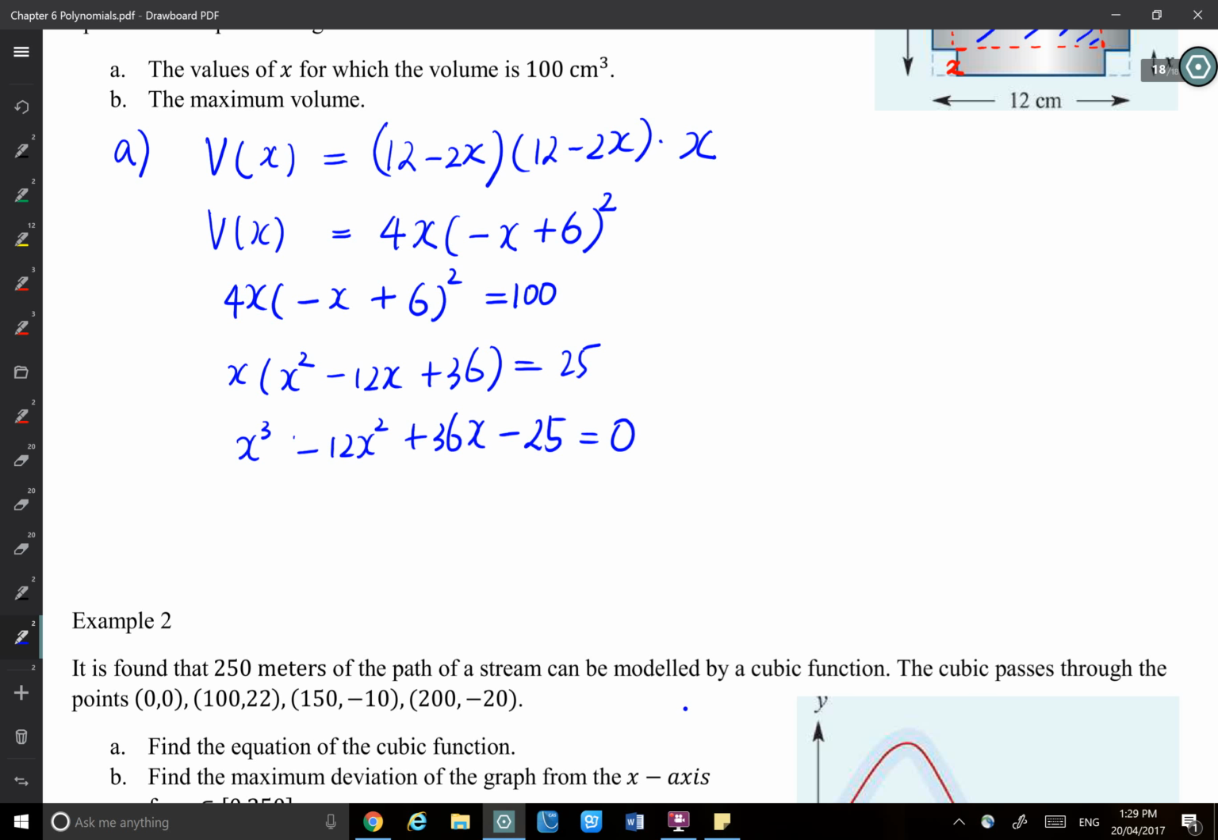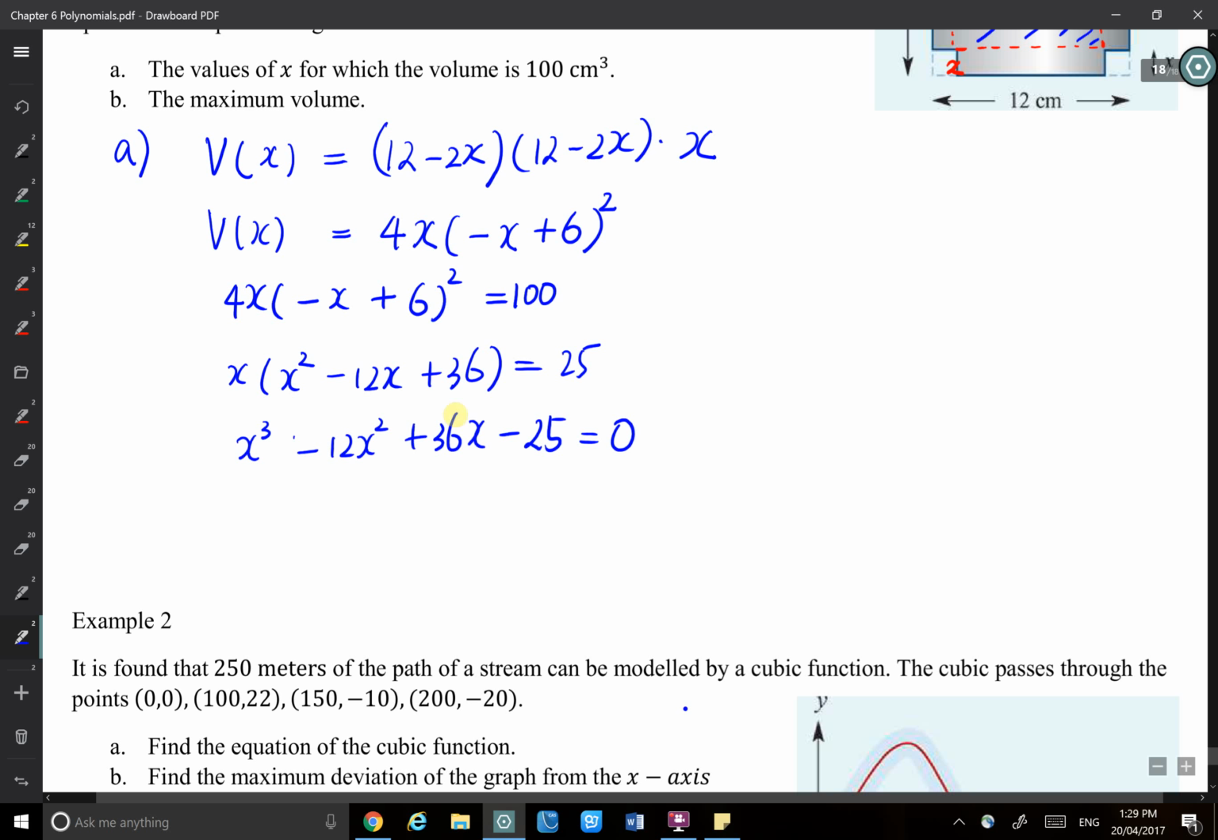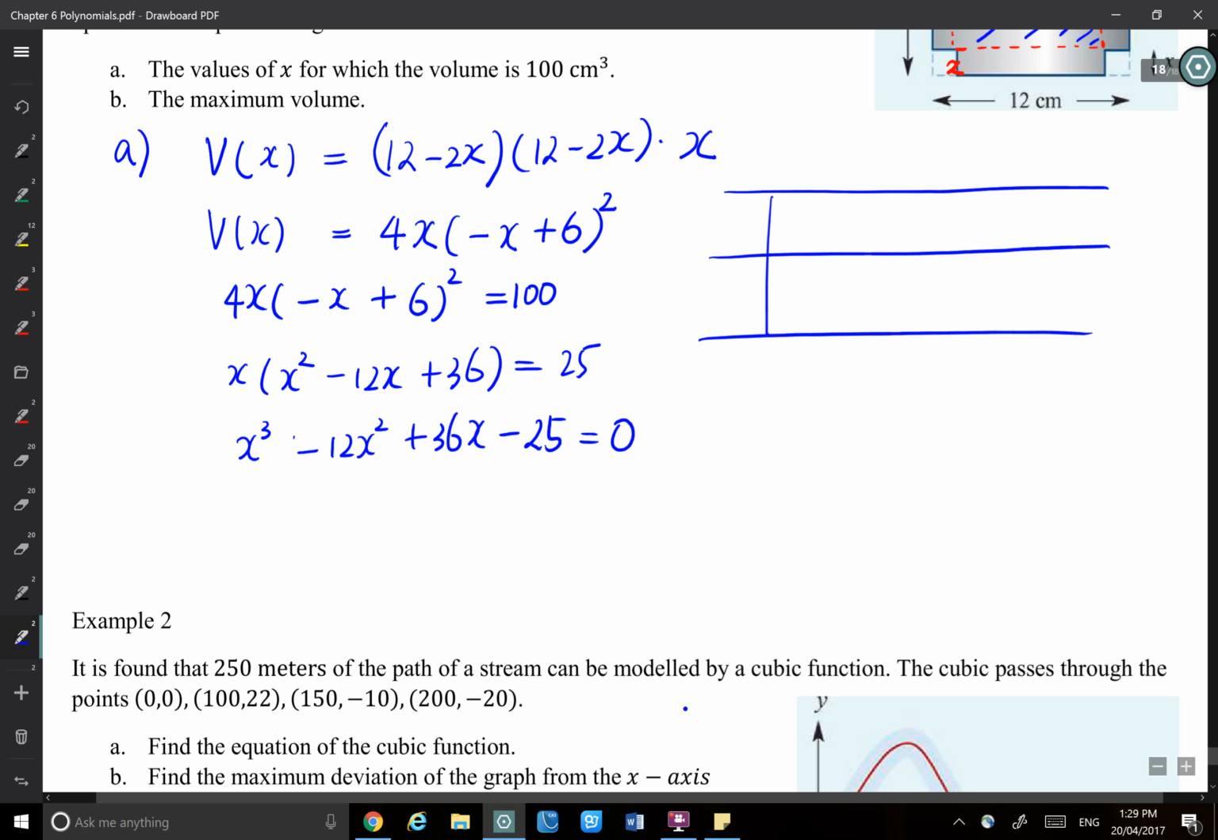Now I want to solve for this. Let me try a value. Let me see if I can solve this by hand. Let's try whether I can factorize. I can't remember the answer. Let's try 1. That gives me 1 minus 12, which is minus 11. Minus 11 plus 36 gives me 25. And 25 minus 25 equals 0.